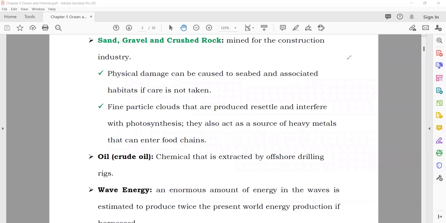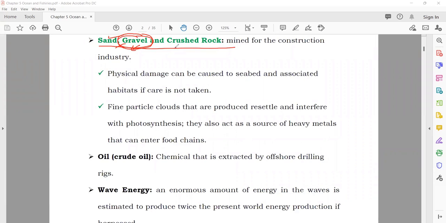Okay, after that, sand and gravel and crushed rocks. Gravel is what you get when you are breaking down stone into small pieces, and sometimes it is used on the road. They throw the small pieces of stone on the road, and then they put coal tar or bitumen to make the road. So that is gravel. Gravel means fine pieces of rock.